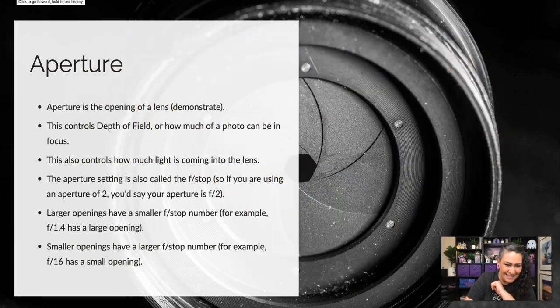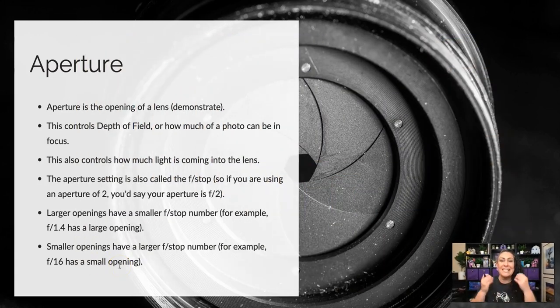Okay, let me get this back on my camera real quick. There we go. Continuing on. So this controls the depth of field, or how much of a scene can be in focus. This is also controlling how much light is coming through the lens. The aperture setting is also called f-stop. So if you've ever heard people say, I'm using f-stop 5.6 or f-stop 22 or f22, that means they're talking about aperture. Now, larger openings have a smaller f-stop number.